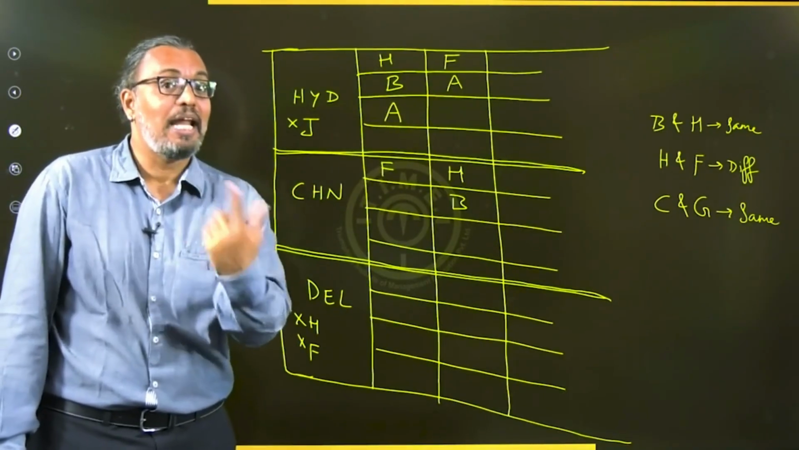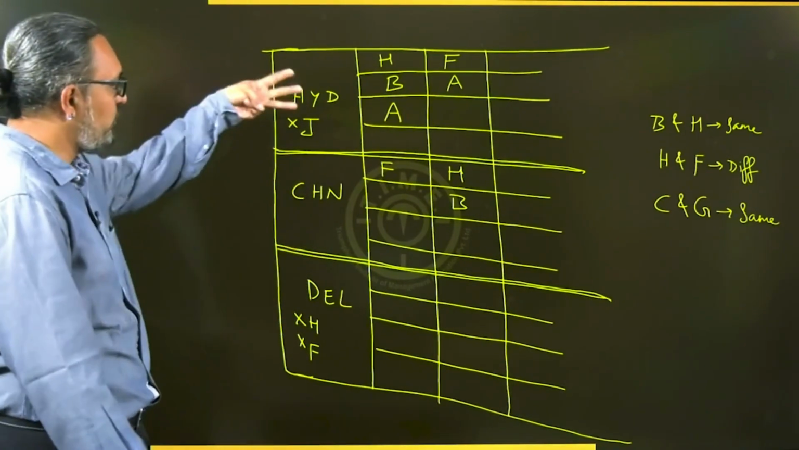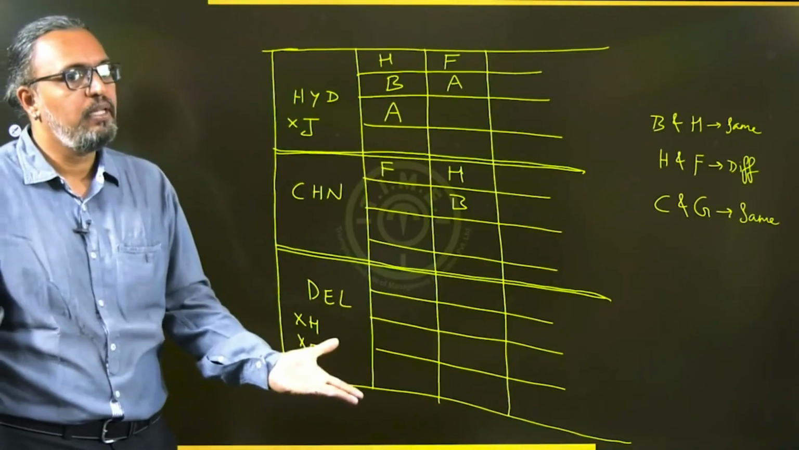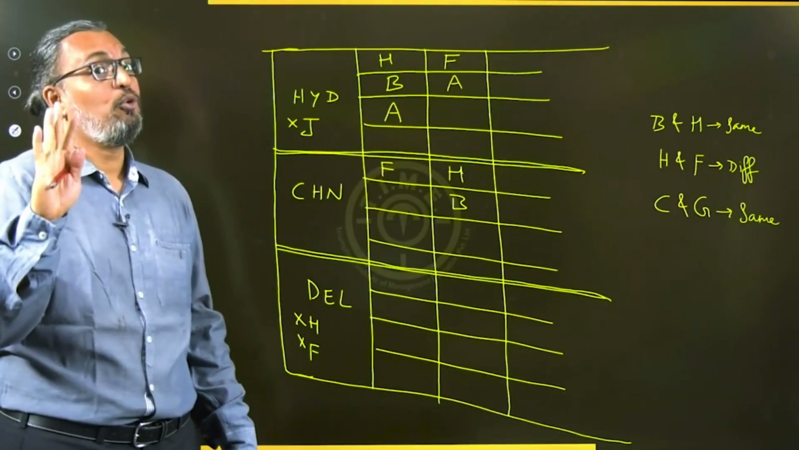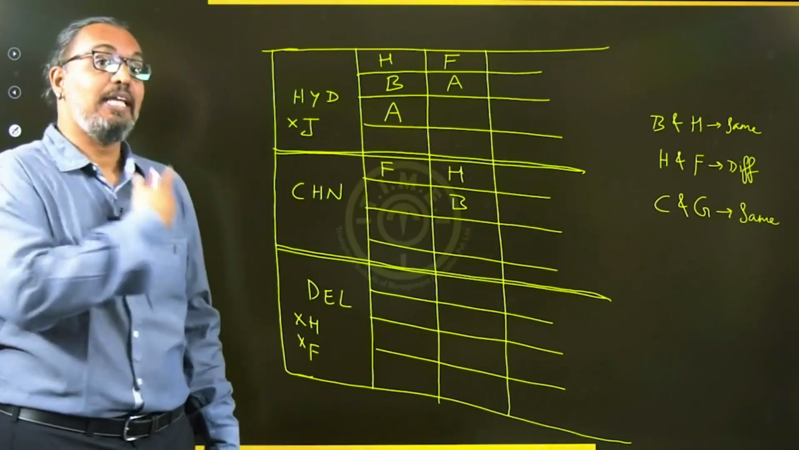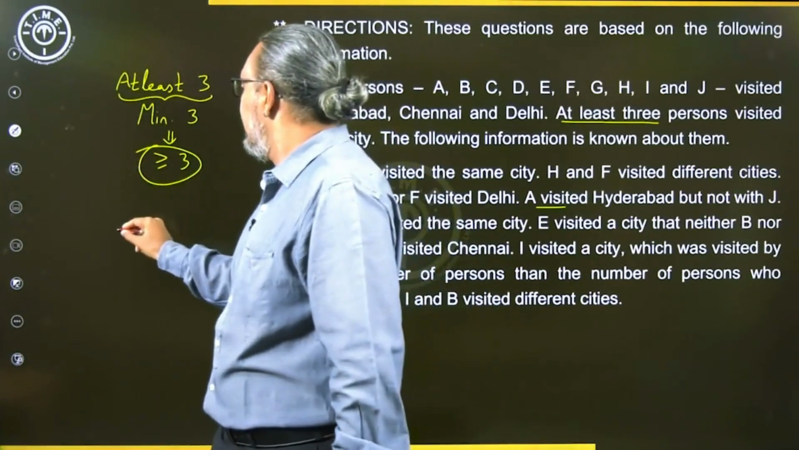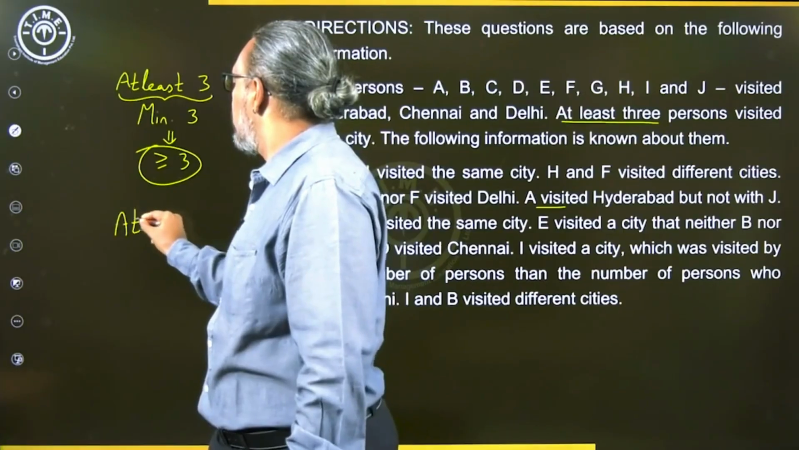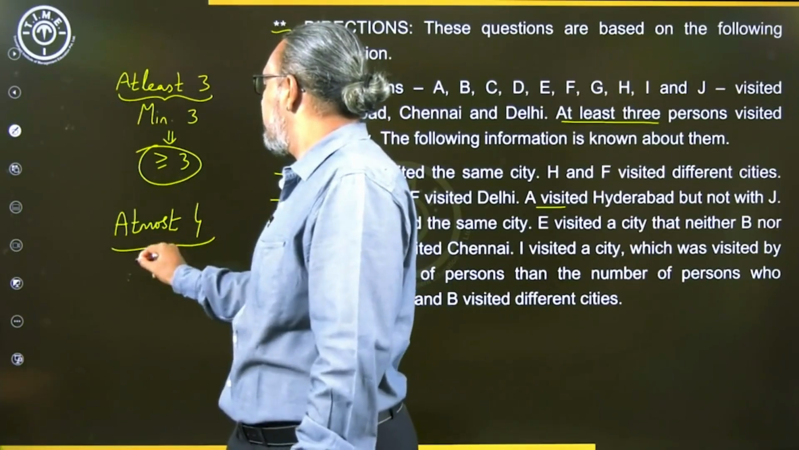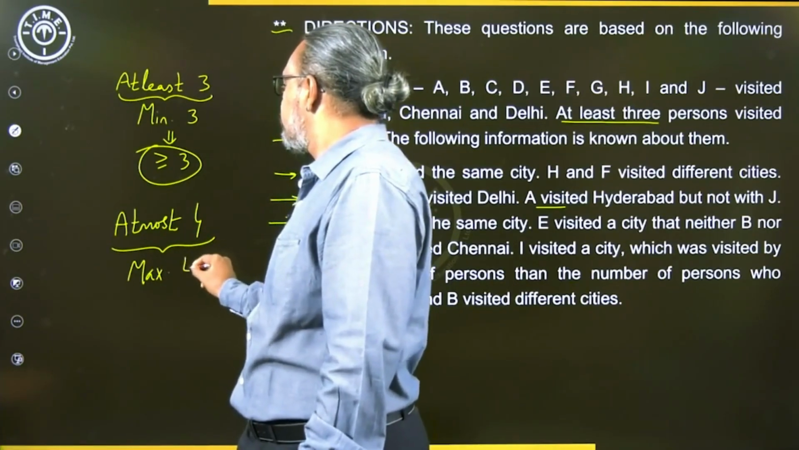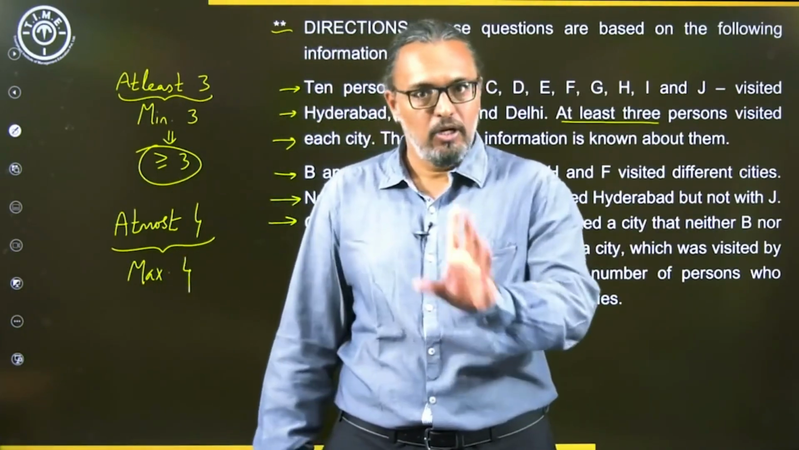That is why the initial analysis is important. When he said minimum is 3 persons per city, if I put 3 persons per city, I'll get 9 people. Then there is only 1 more person to be fixed. So the maximum I can have is 4. That goes without saying in this case. So minimum is 3, and at most is 4 persons.